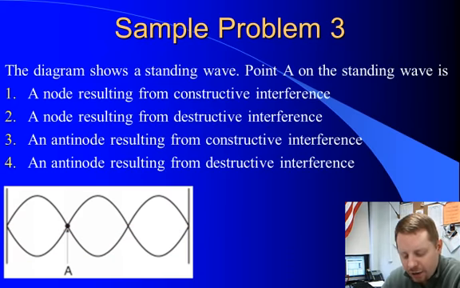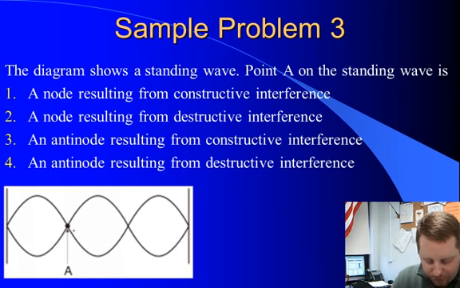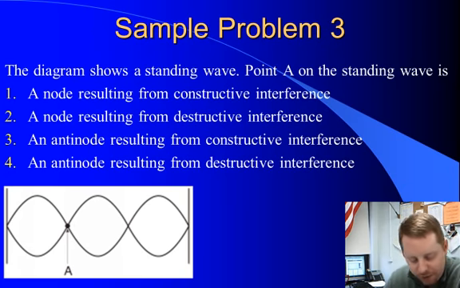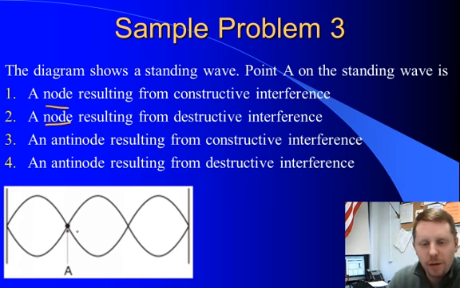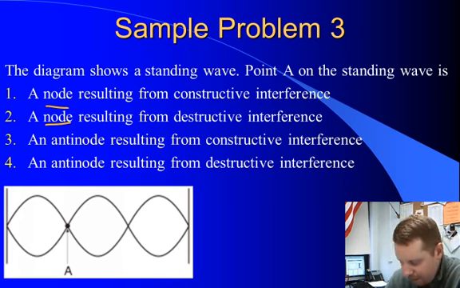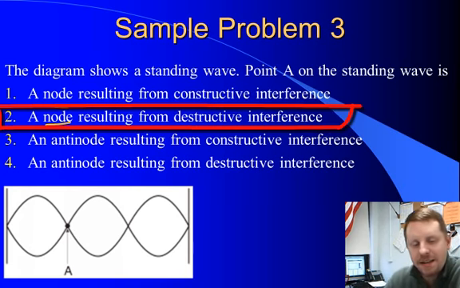Here we have a diagram showing a standing wave. Point A on the standing wave is a node or an antinode. Well, if you recall here, nodes are the ones that don't move at all, so this must be a node. That eliminates choices 3 and 4. And what does it result from here? Well, it results from destructive interference. Because we're going to 0 amplitude, that's a destructive interference point. So the correct answer must be 2, a node resulting from destructive interference.